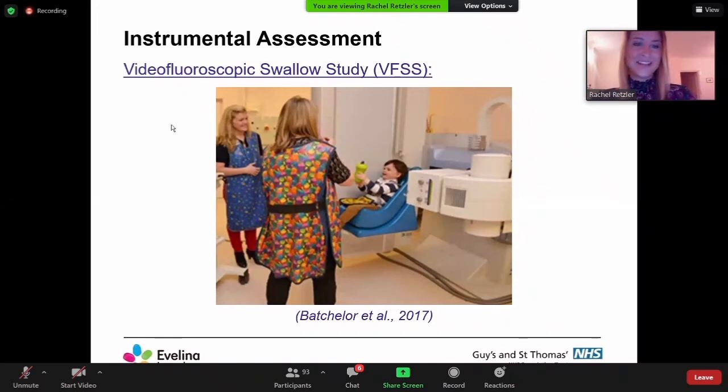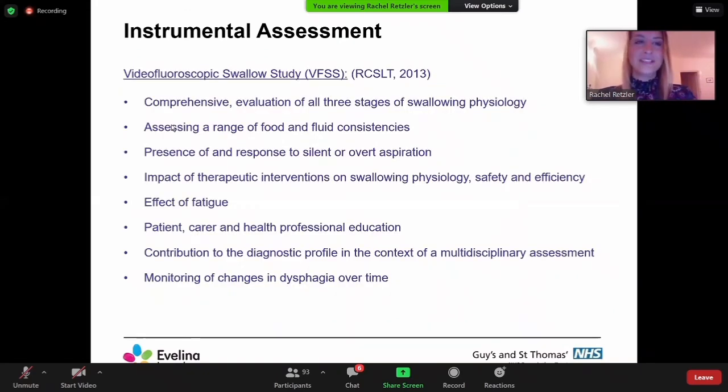Video fluoroscopy and instrumental assessment. So here's a clip of an example of a great clinician team with their lead vests on and a child in their tumble forward chair getting ready for their VF. Instrumental assessments for video fluoroscopy. What is a video fluoroscopic swallow study?